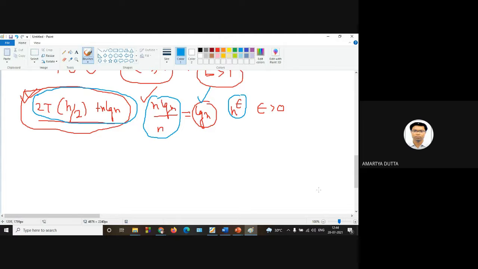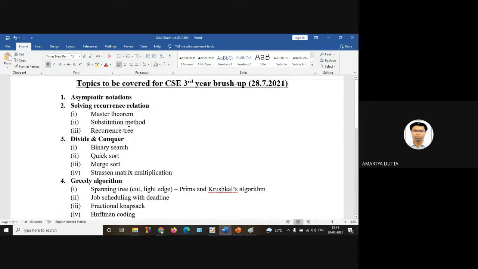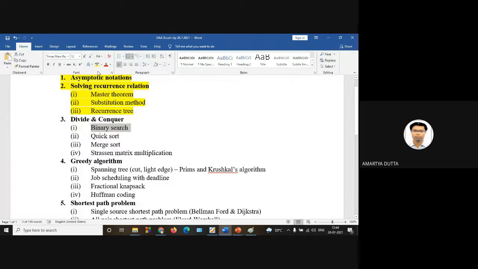We have already discussed asymptotic notation, so two chapters are already discussed. Binary search is discussed. Now quick sort and merge sort.